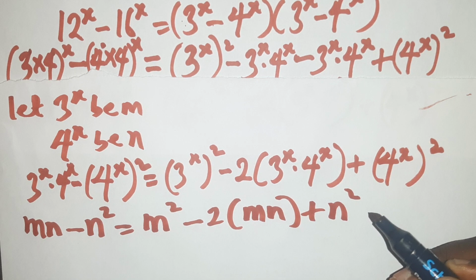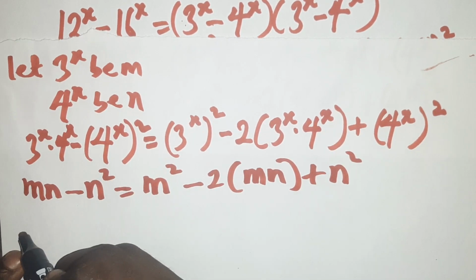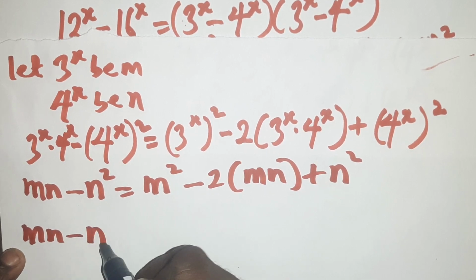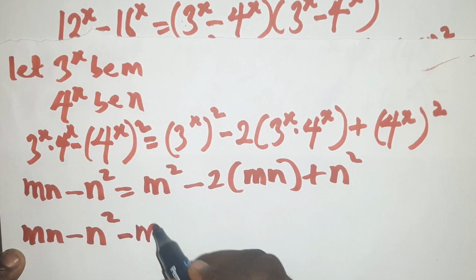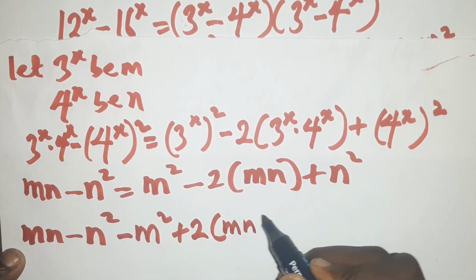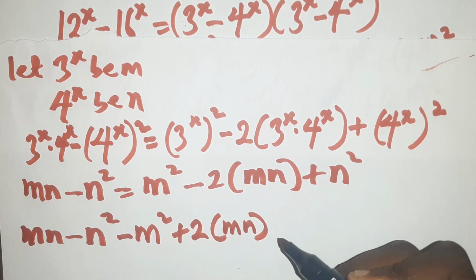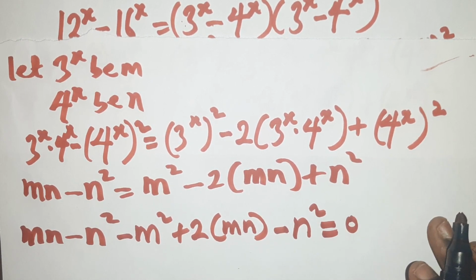Then I'm moving every value to the left so that 0 will be on the right hand side. So I now have mn minus n squared. This values, m squared becomes minus m squared. This one becomes plus 2mn. And this one becomes minus n squared, and I have equals 0.